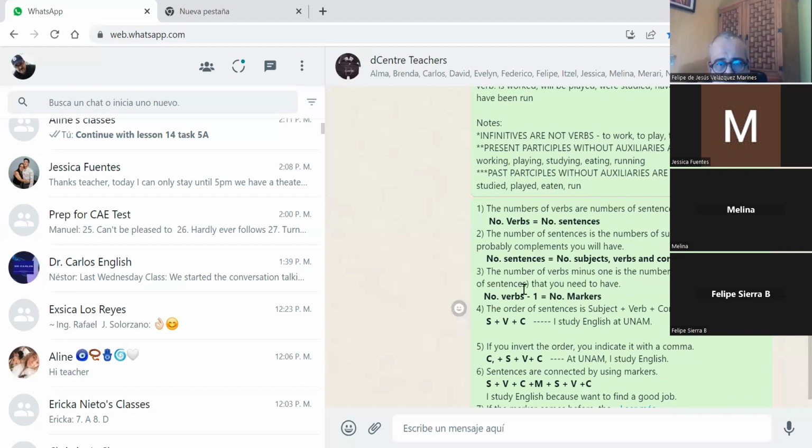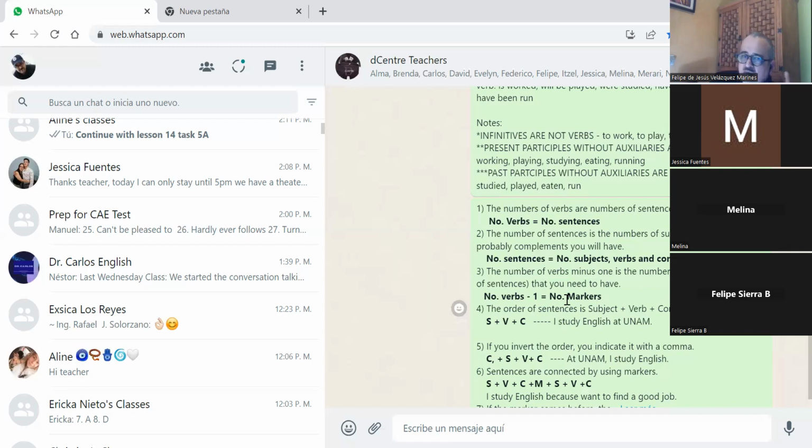So the number of verbs minus one equals the number of markers. You can call it marker, linker, conjunction, or connector of sentences. In general I call it marker, but you might call it linker, conjunction, or connector of sentences.